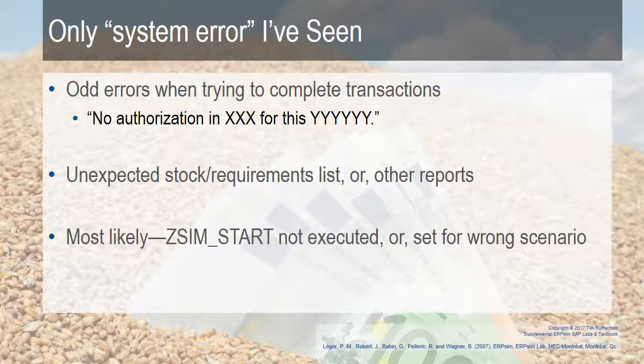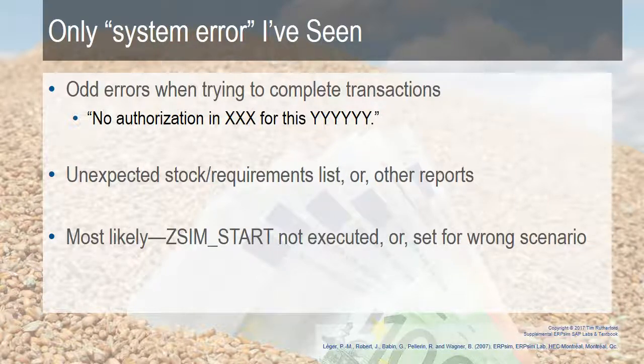Sometimes there are unexpected stock requirements lists showing you items you're not expecting. The most likely reason for this is either zsim_start wasn't executed or it was set for the wrong scenario. So I showed you before where it had the extended manufacturing game and the extended logistics game. If you accidentally set it for the extended logistics game, you can get kind of far within these labs without problems, and then all of a sudden things stop working.